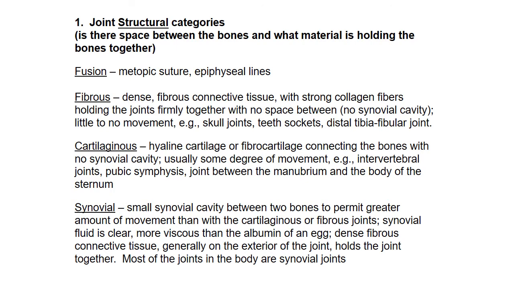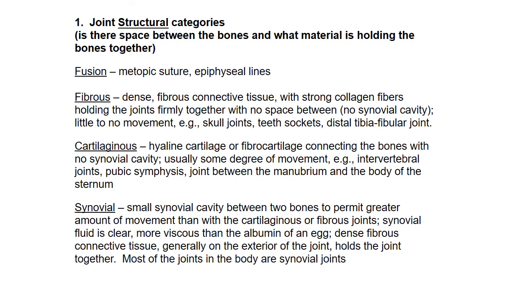Cartilaginous joints have hyaline cartilage or fibrocartilage that connect the bones. There's no synovial cavity, and we'll talk about what a synovial cavity is in a second. There's usually some degree of movement. Examples are the intervertebral joints in your vertebral column, the discs between the vertebrae; the pubic symphysis, where the two os coxa, the two pelvic bones, come together on the anterior side; and the joint between the manubrium and the body of the sternum, the top bone of the sternum connecting to the body. That's called the manubriosternal joint, or sternal angle.